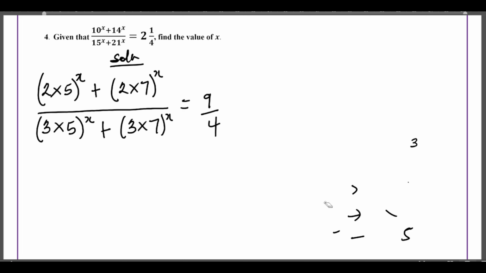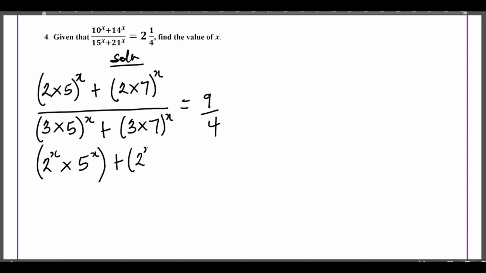We are going to expand the bases with the index. So the first part, 2 times 5 raised to the power x, that will be 2 raised to the power x multiplying 5 raised to the power x, plus, when we expand 2 by 7 raised to the power x with the index, we have 2 raised to the power x multiplying 7 raised to the power x.